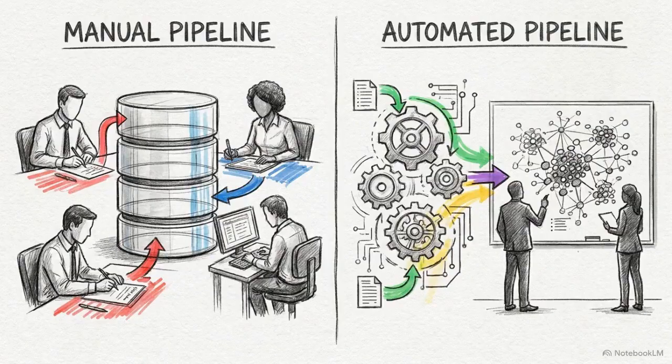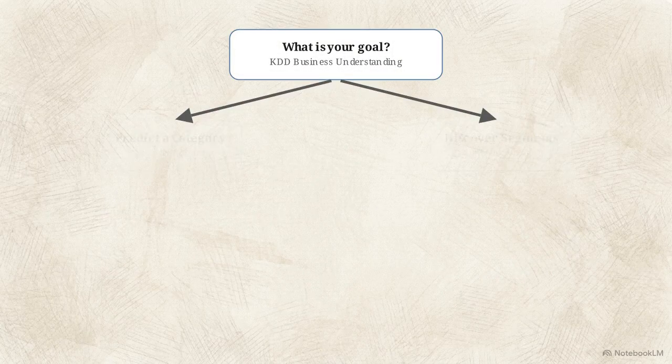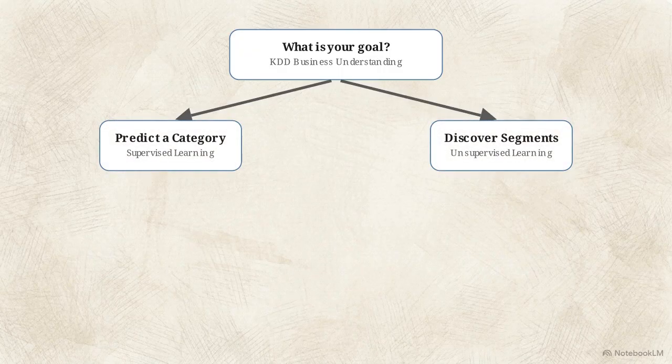The choice comes down to where you want to spend your resources. Predictability requires upfront data preparation. Discovery requires backend human analysis. This framework allows you to select the right algorithm based on your specific business situation.